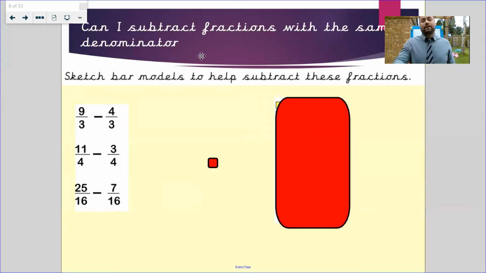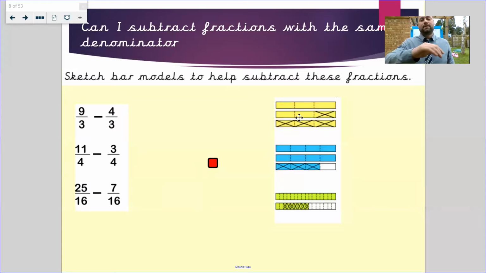Okay, welcome back. Here are your answers. Your bar model should look a bit like this. So we've got 9 here, we've taken away 4, and we're left with 5 over 3. Over here, we've got 11 over 4, we've crossed out 3, and now we've got 8 over 4, or 2 whole. And this one may be difficult to see, but this is split up into 16. We've taken away 7 from 25, and that has left us with 18. So that's 18 over 16.